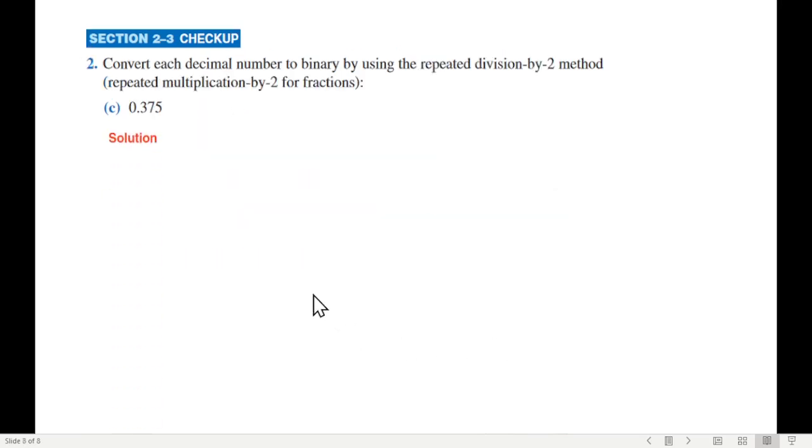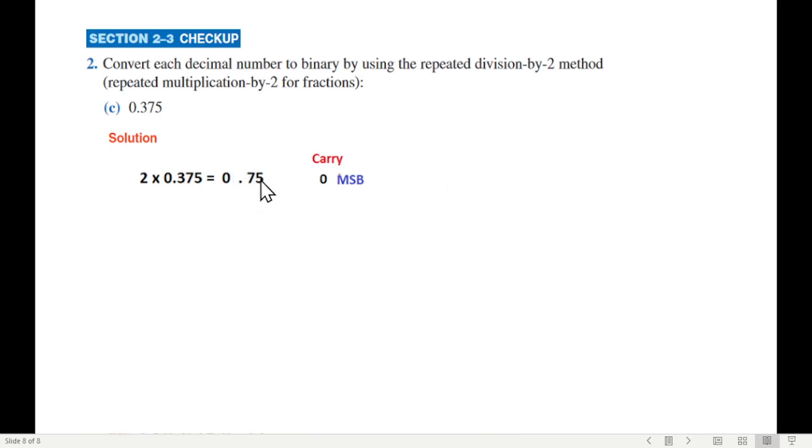And finally we have a fraction again, but it's a small one, 0.375. Now for a whole number we divide by 2, but for a fractional number we multiply by 2. Repeated multiplication by 2. Okay, now 2 multiplied by 0.375, so we get 0.75. So the left digit will be our carry, and in this case of repeated multiplication, this will be the MSB, most significant digit. So we'll go from here, noting down.